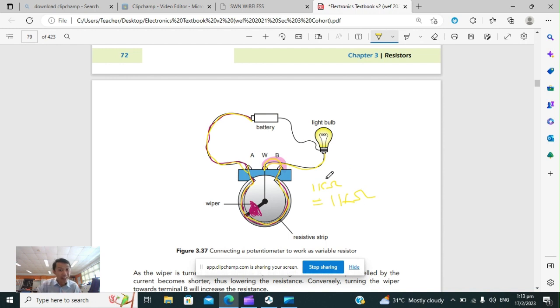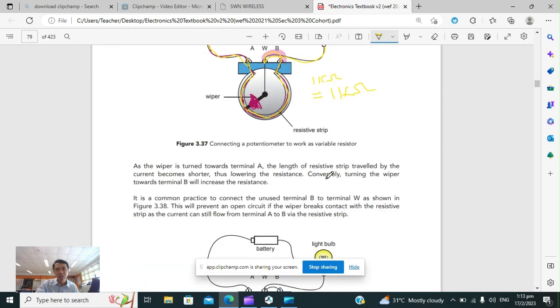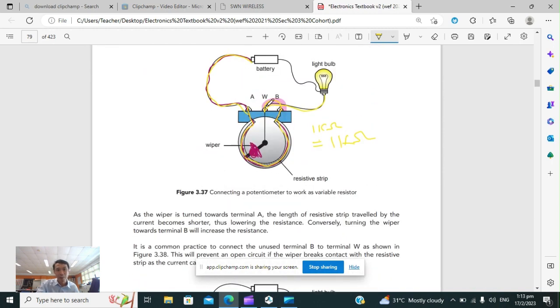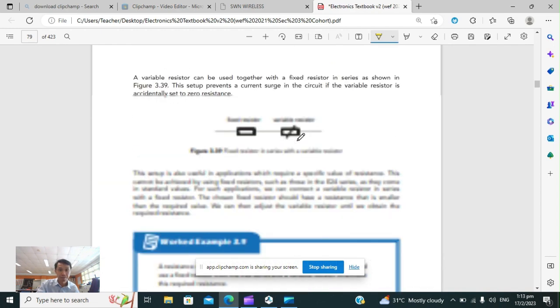Okay? But at least you know that by tuning it, if you're not getting a variance in the light, it means there is something wrong with the variable resistor itself. So it is giving you a clue to where potentially there might be a problem to troubleshoot. Okay, so it's a good habit. It's not a must, but it is a good habit to short the wiper and the unused terminal.